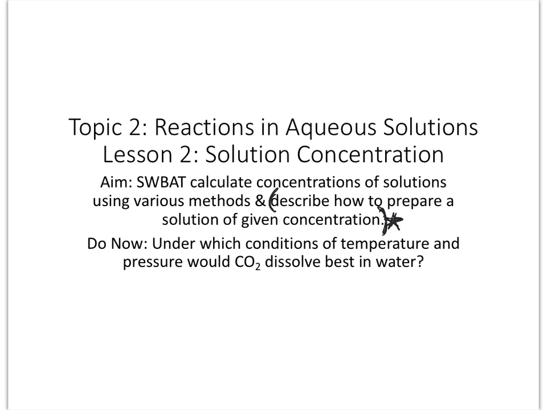So this do now question: under which conditions of temperature and pressure would carbon dioxide dissolve best in water? Thinking back to our last lesson, carbon dioxide is a gas. What type of temperature would allow CO2 to dissolve the best, and what type of pressure situation? So it would have to be a cold temperature and a high pressure that would keep it contained.